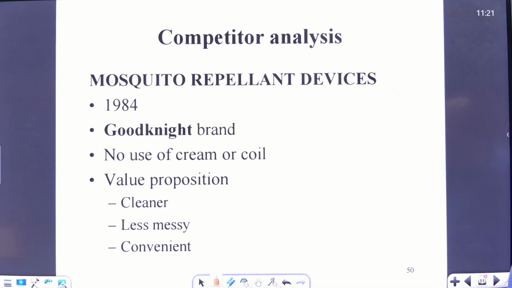The mosquito repellent device came in 1984, the Good Knight brand, with no use of cream or coil. The value proposition is clear: first point, less messy, easy, that is convenient.